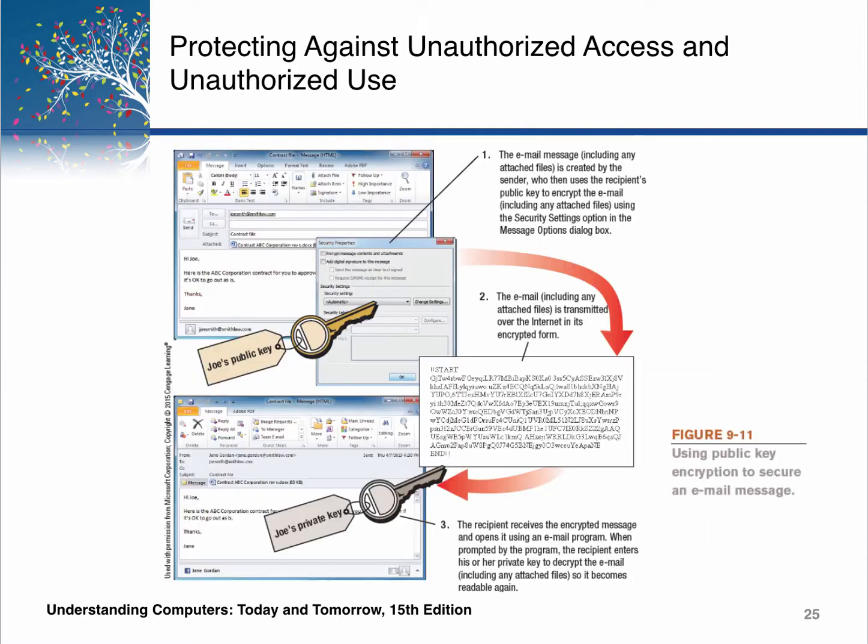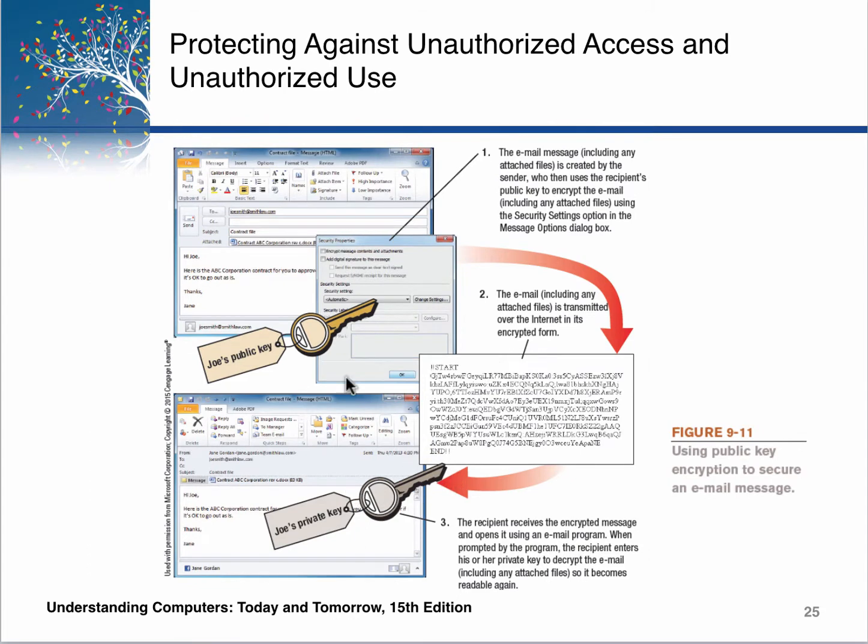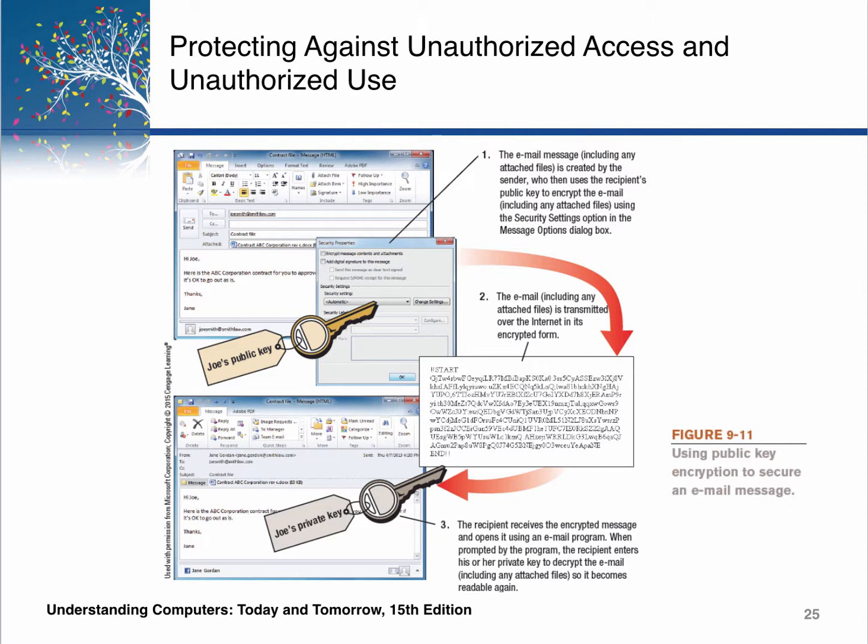There is a nice diagram of this on 9/11, and what it shows is that an email is sent. Joe uses a public key. He sends the email, and then the recipient opens it with a private key. Okay, so that's kind of a dual key system there. I want you to look into that a little bit.